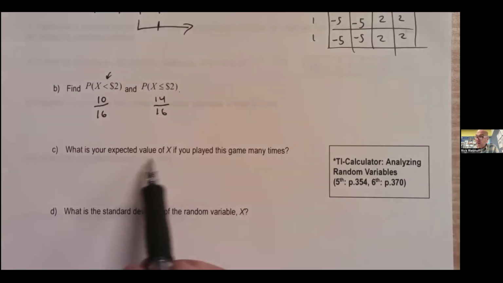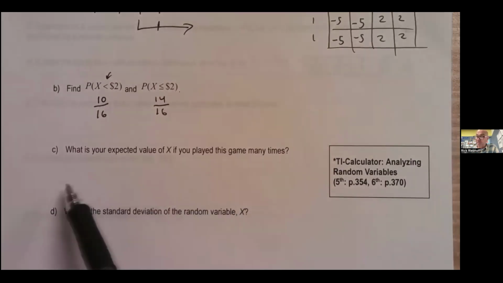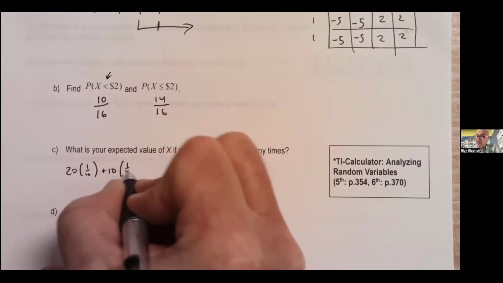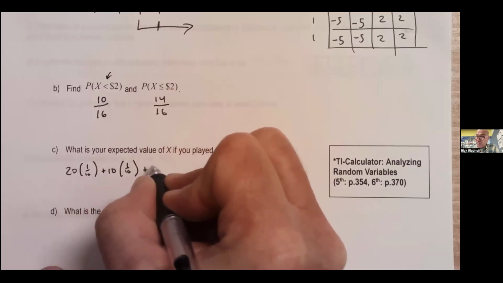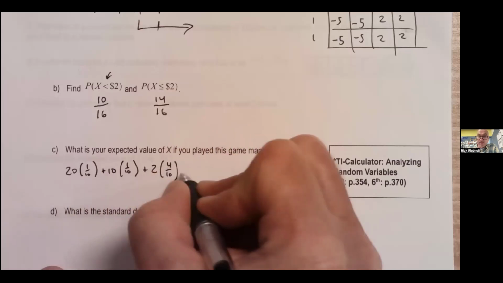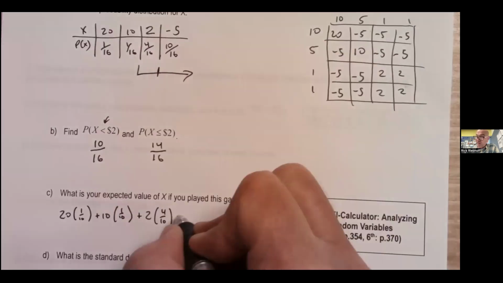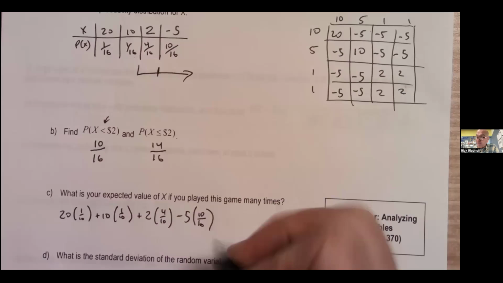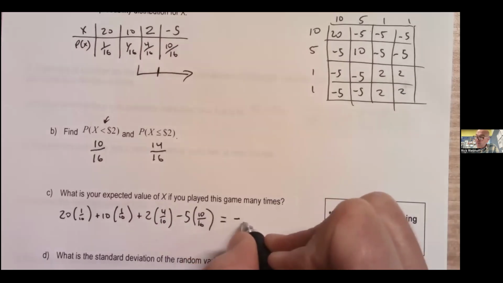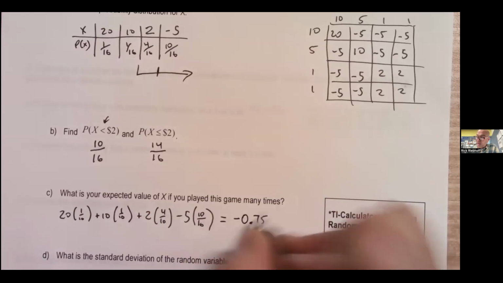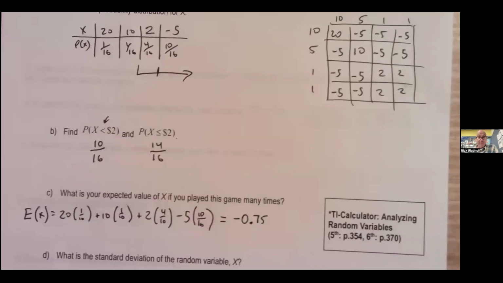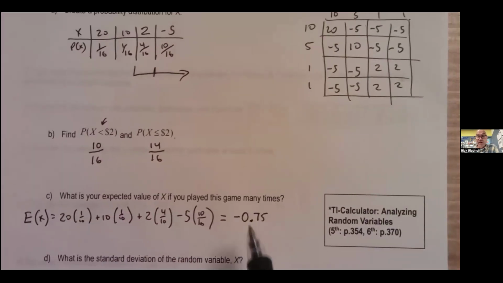What is your expected value of X if you played this game many times? So the expected value is going to be 20 times 1/16. We're going to multiply down and then add across. Plus 10 times 1/16, plus 2 times 4/16, and then minus 5 times 10/16. And when you add those all together, pop it into your calculator if you want, you're going to get negative 0.75. So that's your expected value. Expected value of X equals -0.75. So that means on average, every time you play, you lose 75 cents.